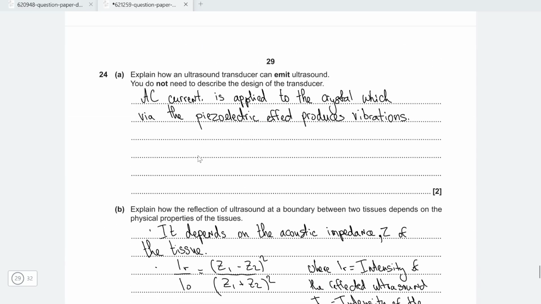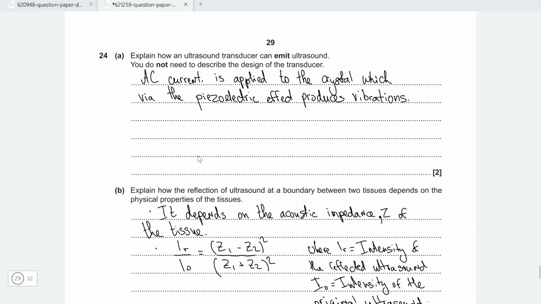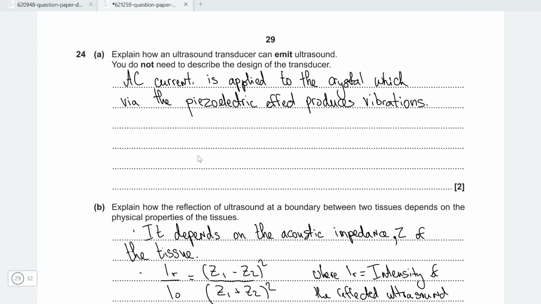Okay, final question. Explain how an ultrasound transducer can emit ultrasound. Well, an AC current is applied to a crystal. It's actually called a piezo crystal, and via the piezoelectric effect, vibrations are produced. And it's the actual vibrations, for instance, if the crystal is vibrating at over 20,000 times a second, ultrasound will be produced.